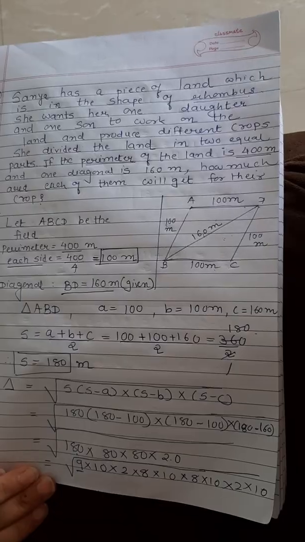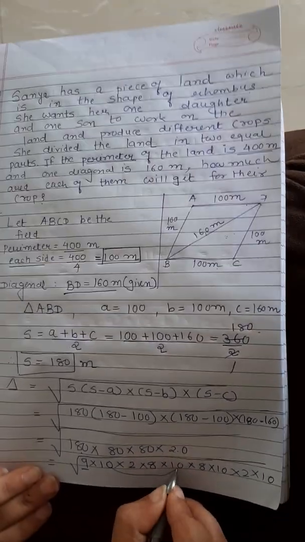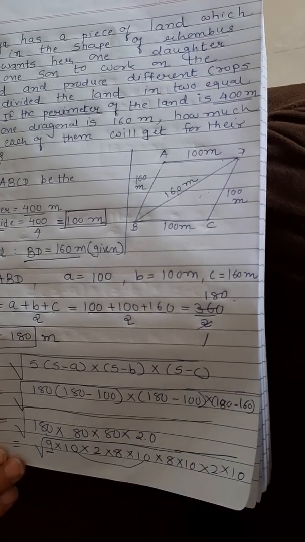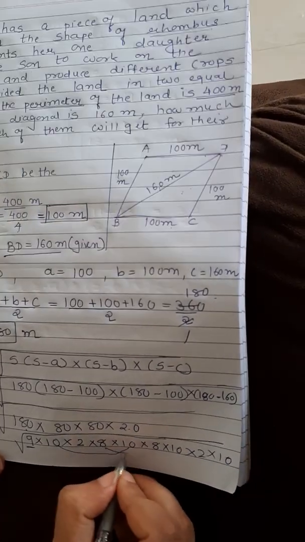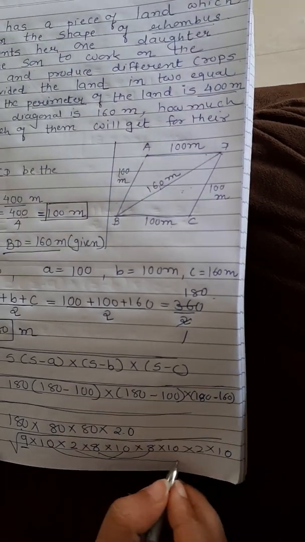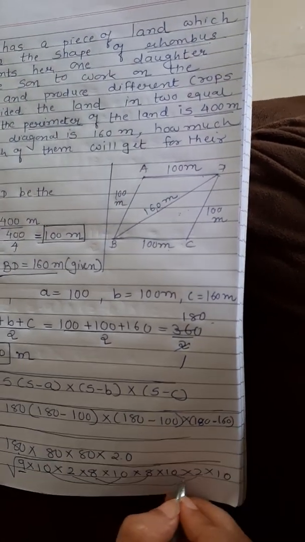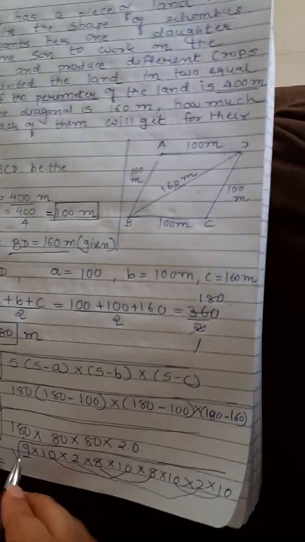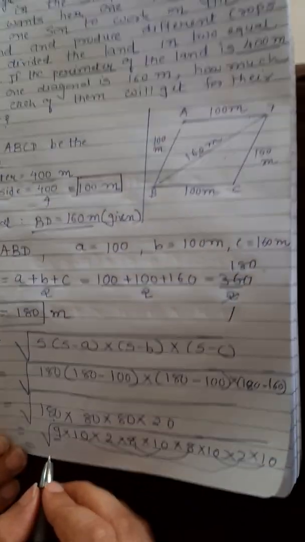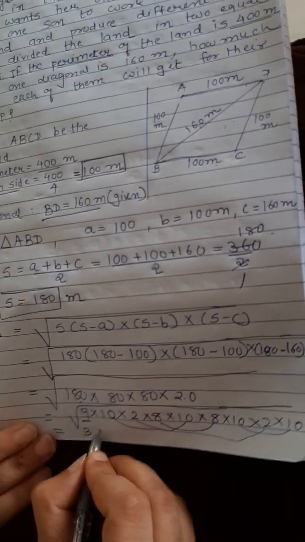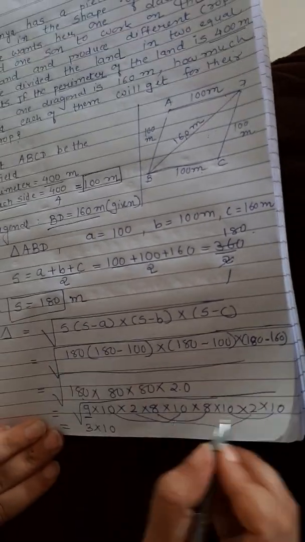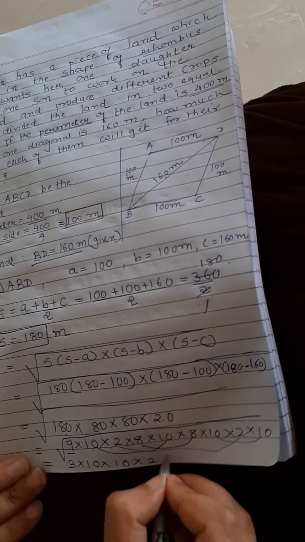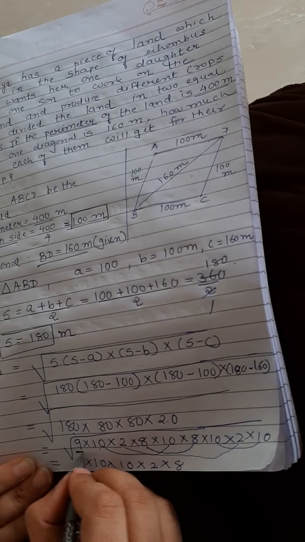9 is a perfect square of 3. Here 10 into 10, which is 100, is a perfect square of 10. This is also one pair. This one is also one pair, and these two are also one pair. So I get all the perfect squares. So 9 is a perfect square of 3, 10 one time, 10 one more time, and 2 one more time, and into 8. So I had made the pairs.